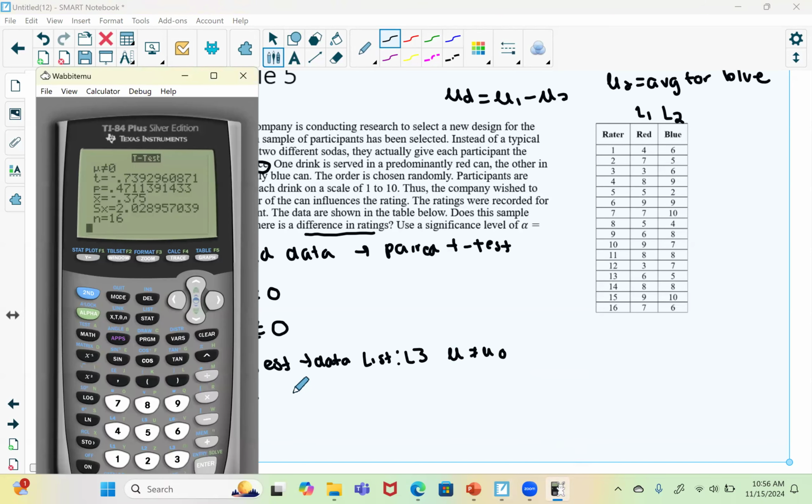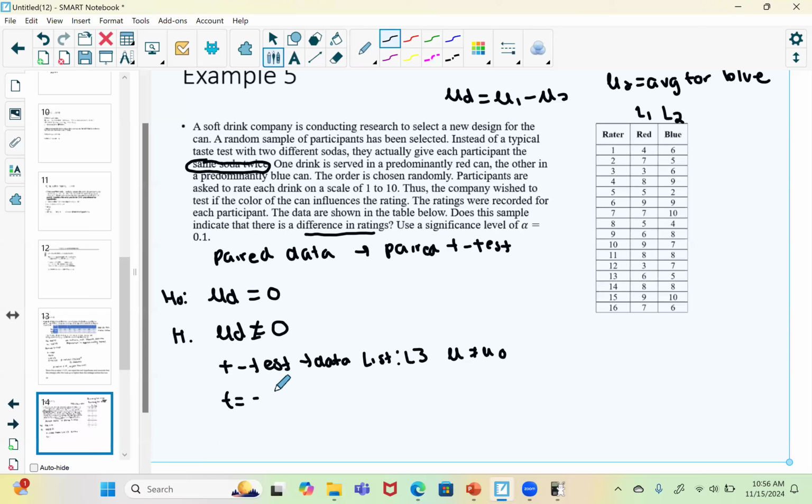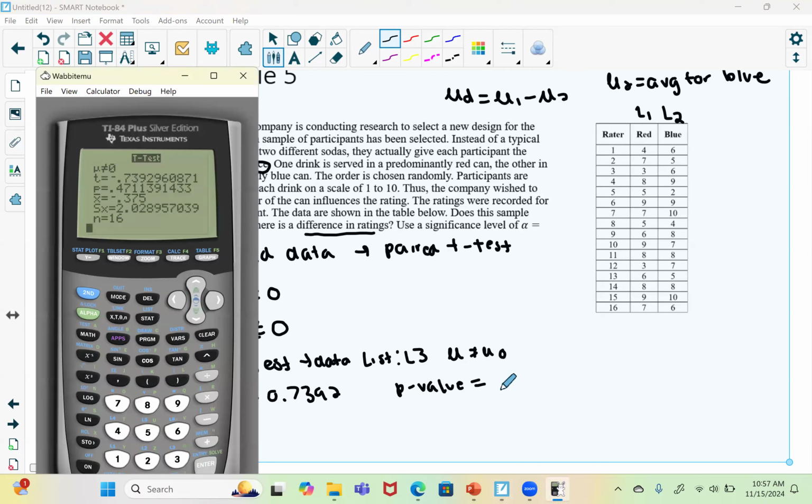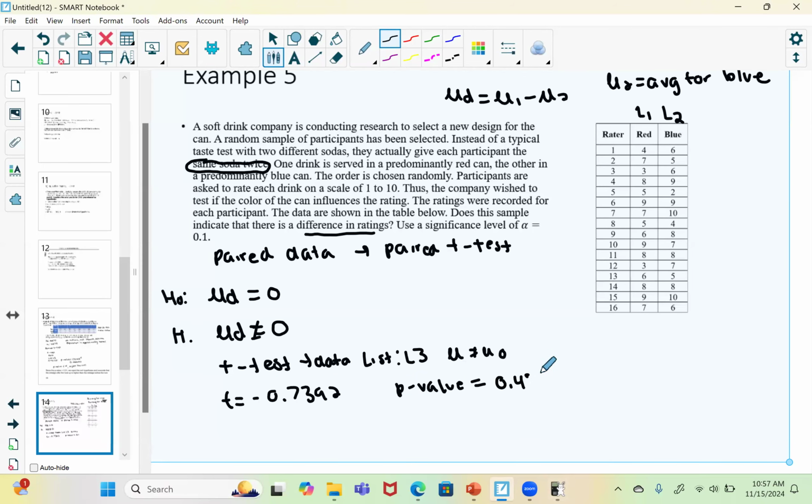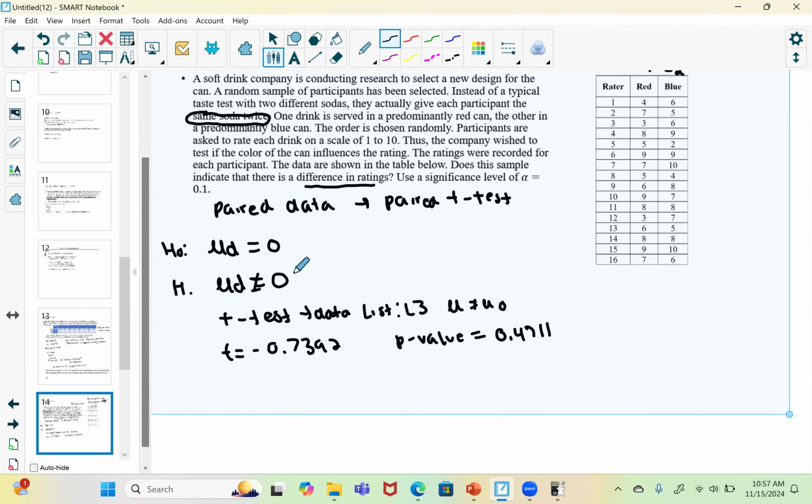All right, so t equals -7.392. And then the p-value is 0.4711. And again, the p-value is telling me the probability of getting the results of the sample, assuming that the null is equal to 0, is there's a 47.11% chance. And that's a pretty high chance, which supports that the null is true or that we don't reject the null.